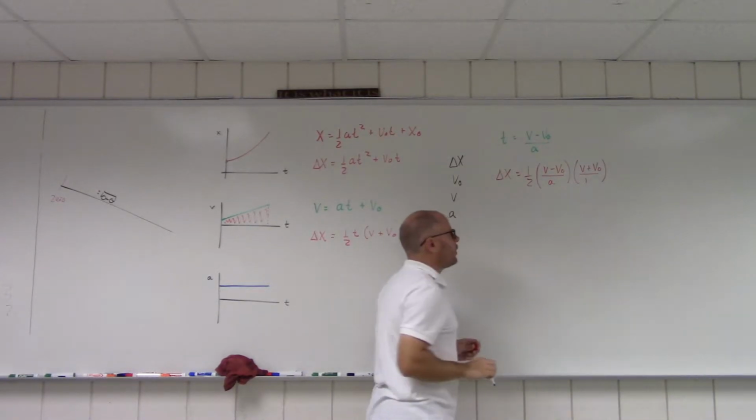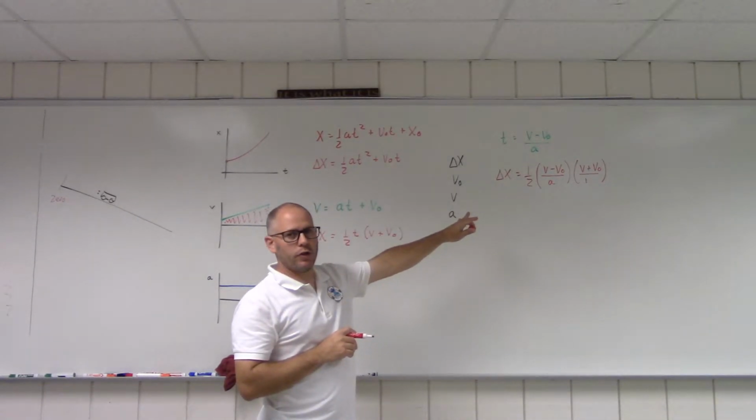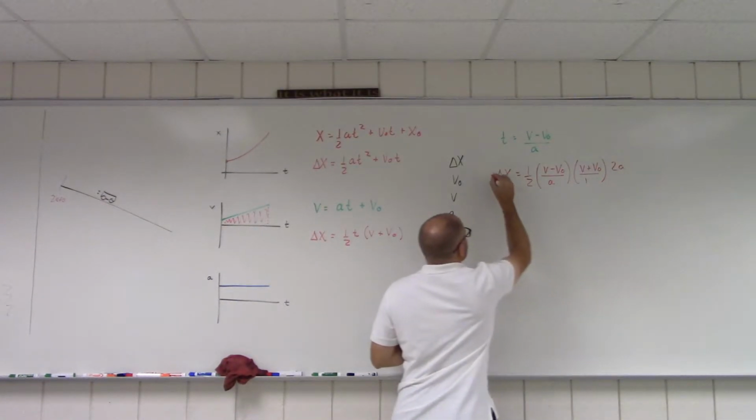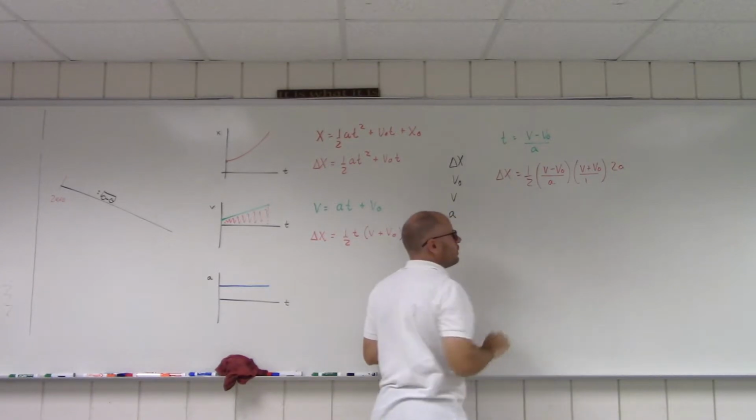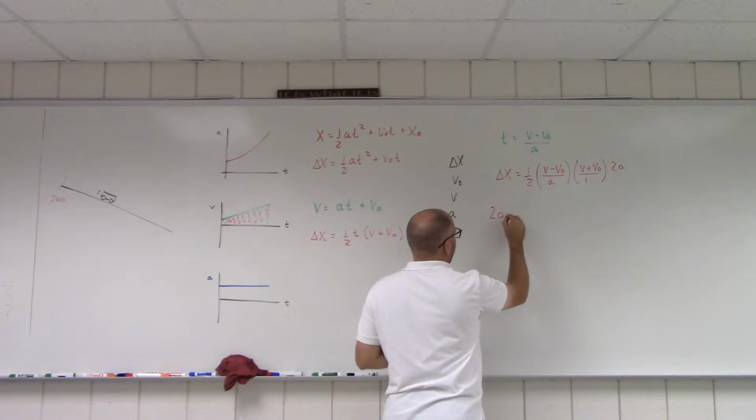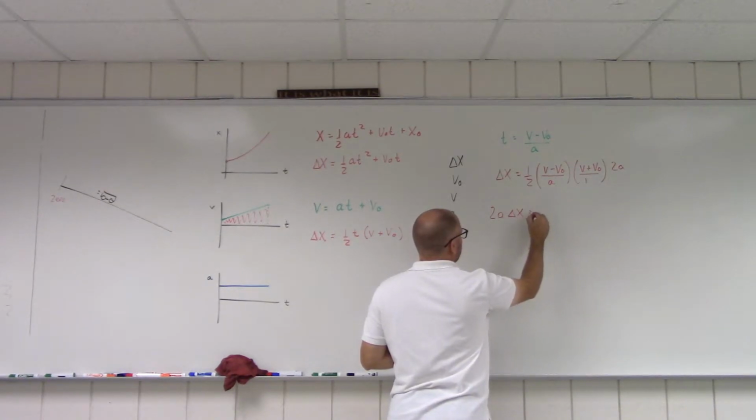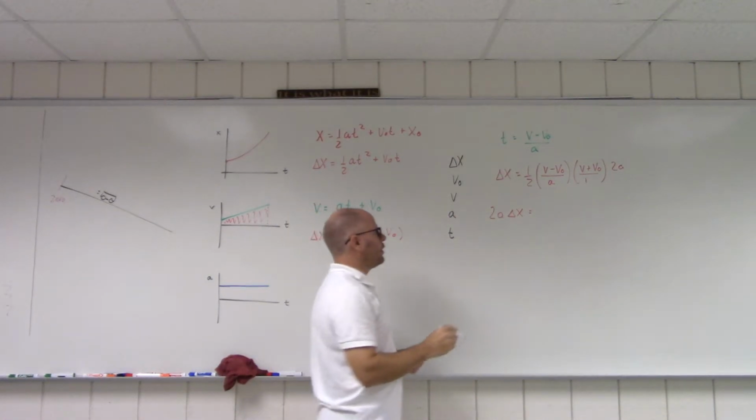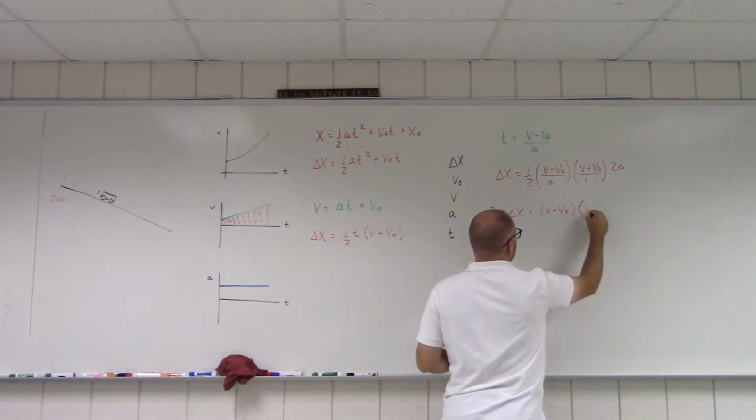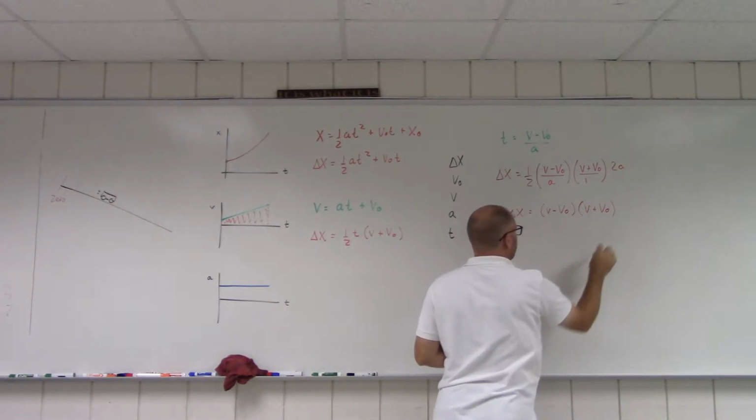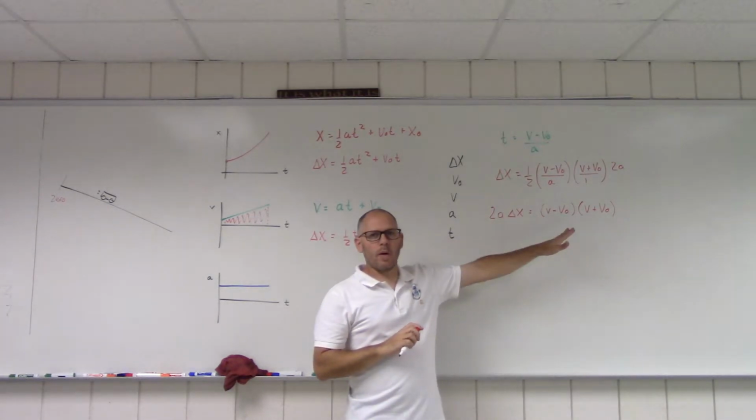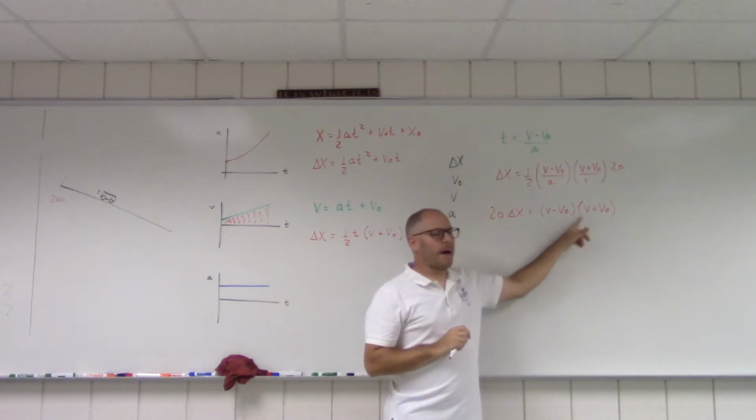First thing I'm going to do is I'm going to multiply both sides by 2a. If I multiply this side by 2a, I can get these to cancel, and I'm left with 2a delta x is equal to that. And when you look at this, this is an expression you know how to work with, right? It's two binomials right here.